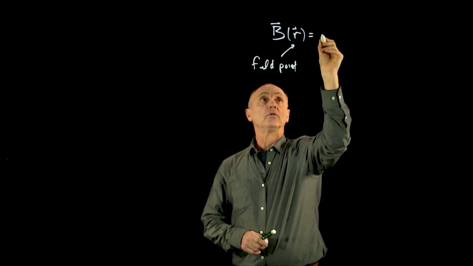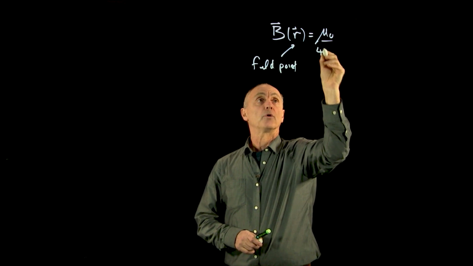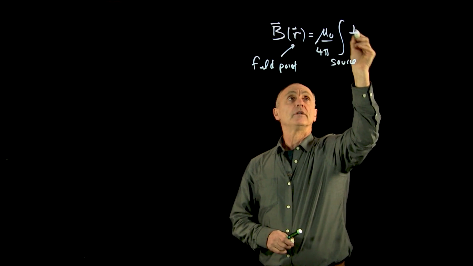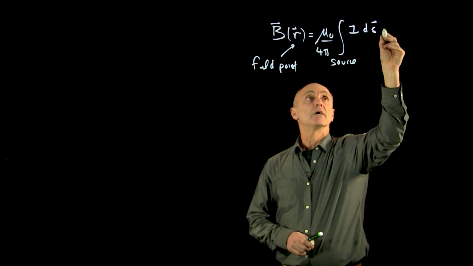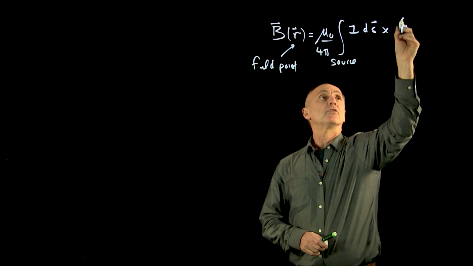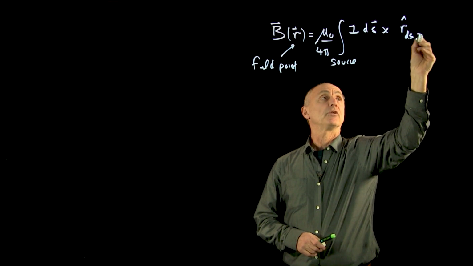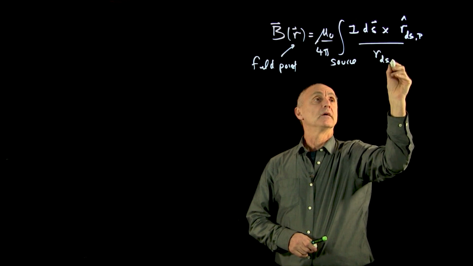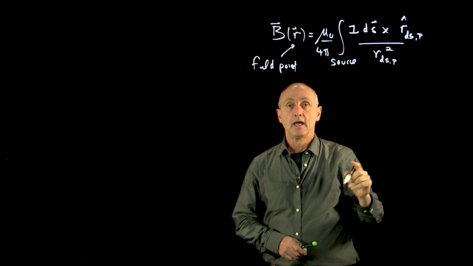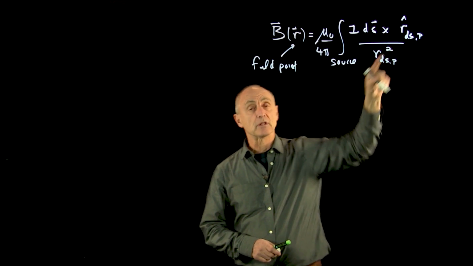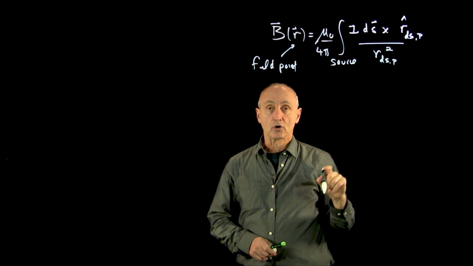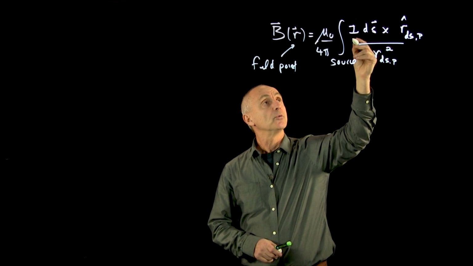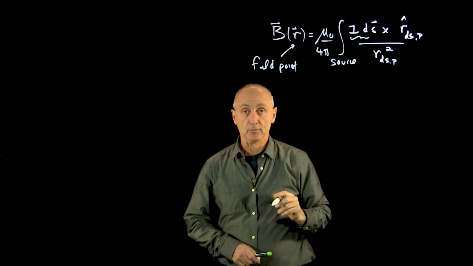is equal to the integral of mu naught over 4 pi, the integral over the source of the current element, I ds, cross a unit vector from the source element to the field point, divided by the distance ds P to the field point squared. And you'll notice that in this law, there are a lot of similarities to our Coulomb law for continuous charge distributions. We have the cross product. We have a different source element.